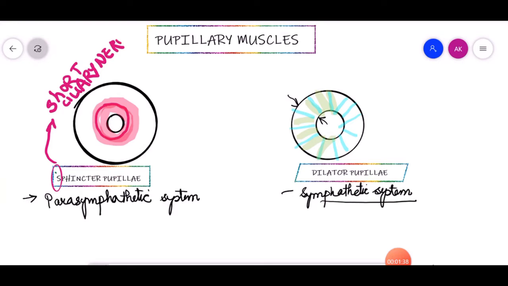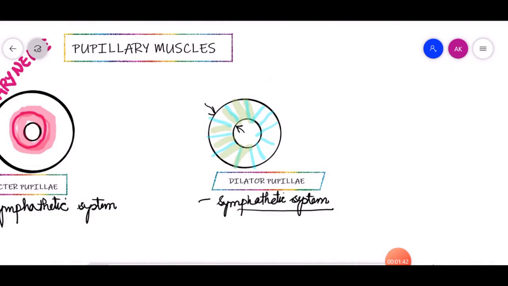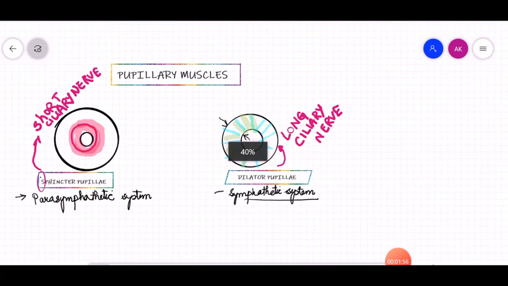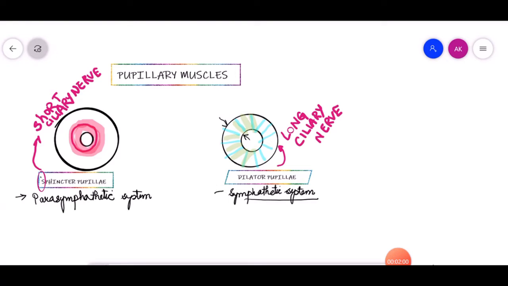On the contrary, the dilator pupillae, which is supplied by the sympathetic system, is getting its nerve supply from the long ciliary nerve. Okay, so for the sphincter pupillae, it is the short posterior ciliary nerve, and for the dilator pupillae, it is the long posterior ciliary nerve.